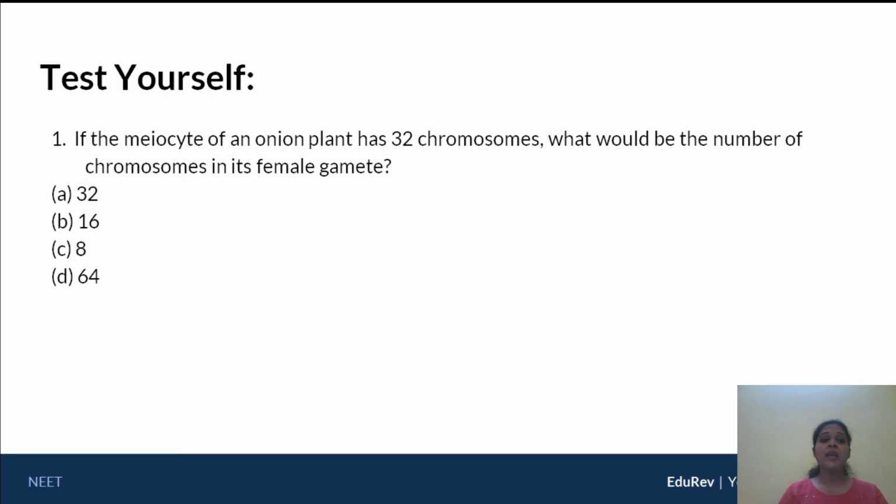The first: if the meiocyte of an onion plant has 32 chromosomes, what would be the number of chromosomes in its female gamete? Now we have already discussed that the meiocyte is the diploid mother cell that must undergo meiosis. So obviously speaking, if meiocyte is 2n, that is 2n is equal to 32, obviously the gamete has to be half of that. So the answer here is 16.